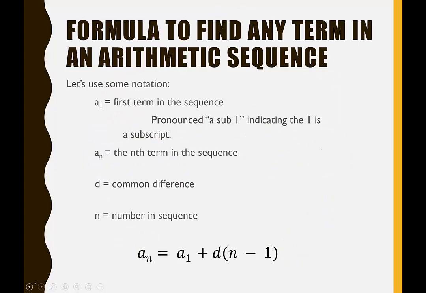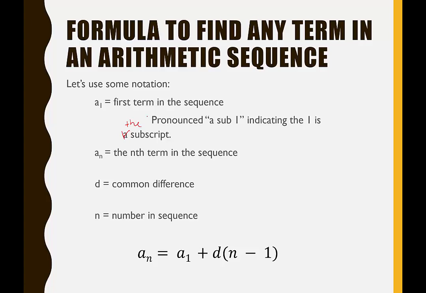Okay, so there is a formula we can use to find any term in an arithmetic sequence, but we do have to discuss the notation first. So this a sub 1 is the first term in the sequence. That's pronounced a sub 1, indicating that 1 is the subscript. Not a subscript, the subscript. We're going to say the.